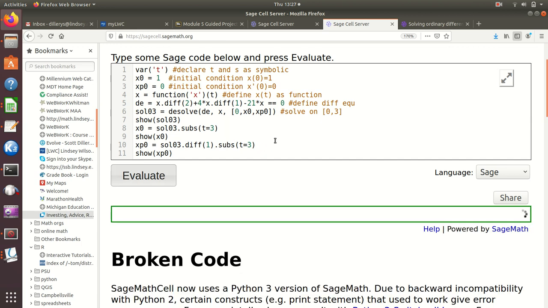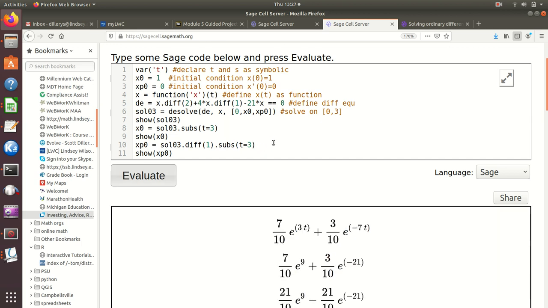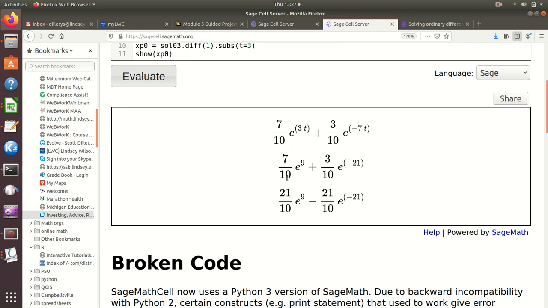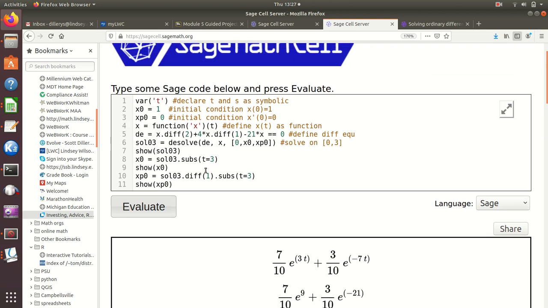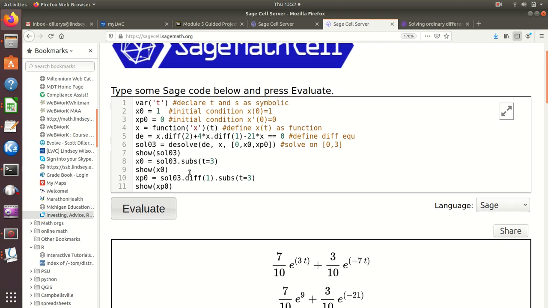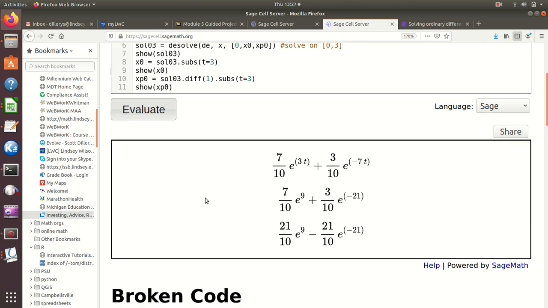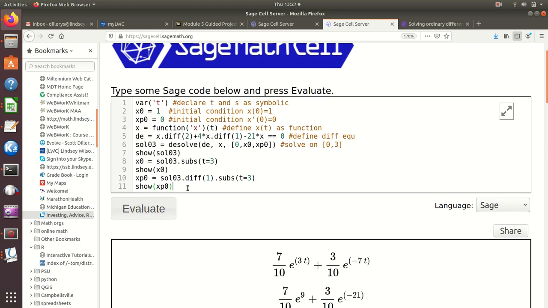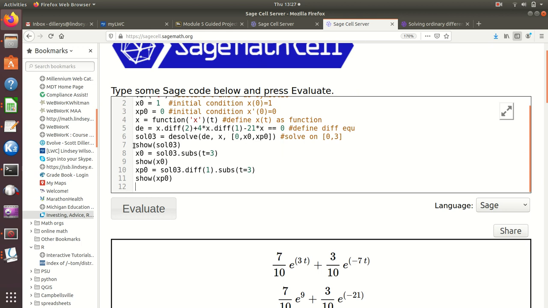I'll hit evaluate. And those look familiar as well: 7/10 e to the 9 plus 3/10 e to the negative 21, and the minus 21 over 10 and so forth. Okay, so I found out what those constants were, and now I am ready to redefine that differential equation, because the right-hand side changes, and then solve it again.